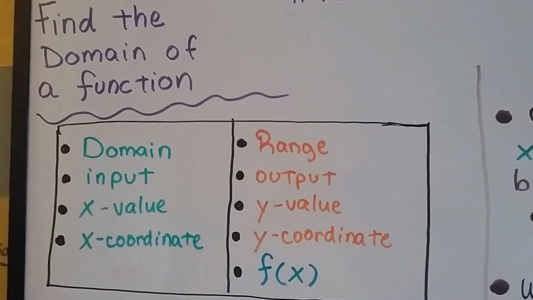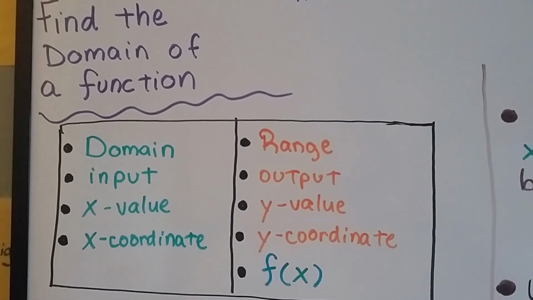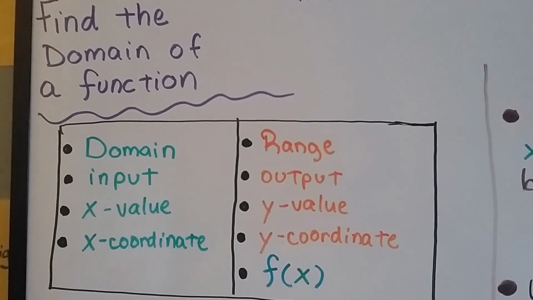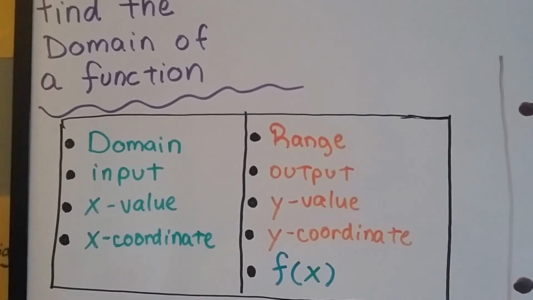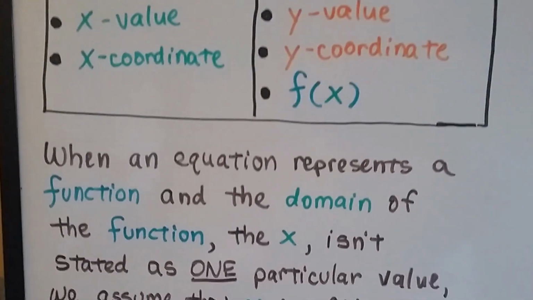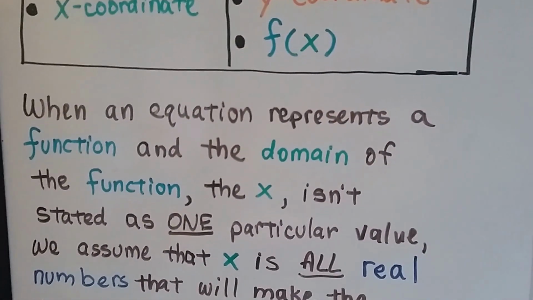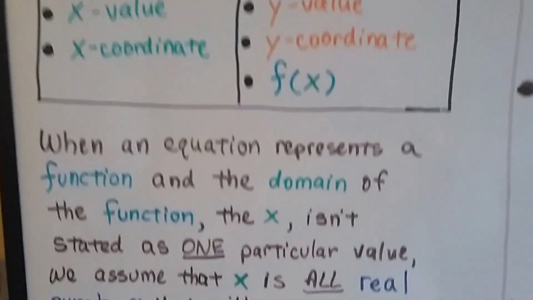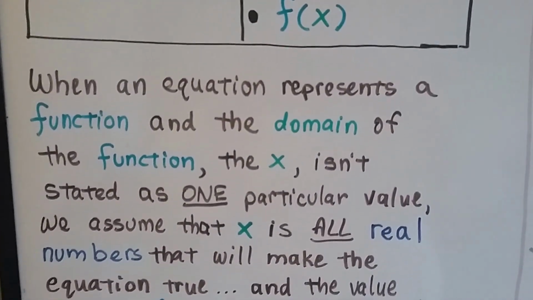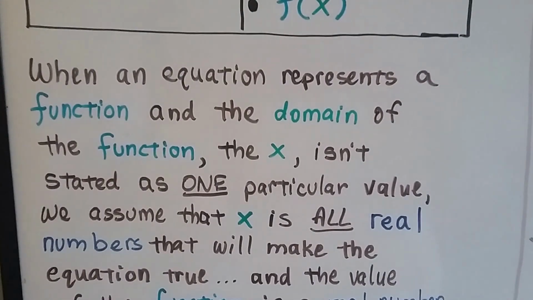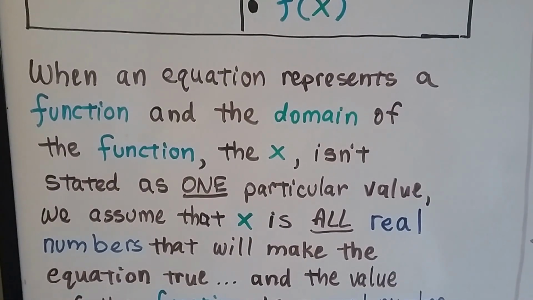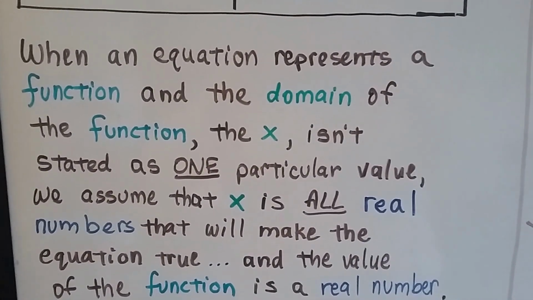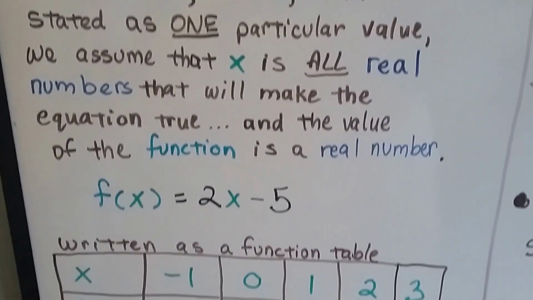So we talked about how the domain is the input, it's the x value, it's the x coordinate, and how the range is the output, the y value, the y coordinate, it's the function of x. When an equation represents a function, and the domain, that's the x, remember? When the domain of the function, the x, isn't stated as one particular value, we assume that x is all real numbers that'll make the equation true. The value of the function is a real number.